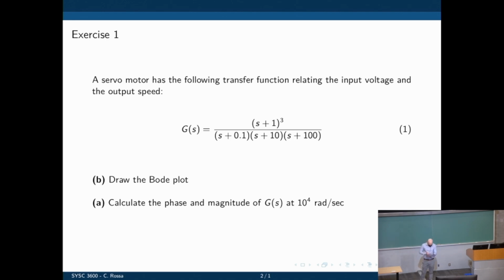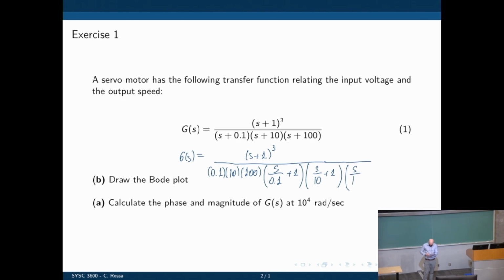Right? So we could write this transfer function as g of S equals S plus 1 to the power of 3. Then factor out 0.1, factor out 10, and factor out 100. And then you have S divided by 0.1 plus 1, S divided by 10 plus 1, and S divided by 100 plus 1.